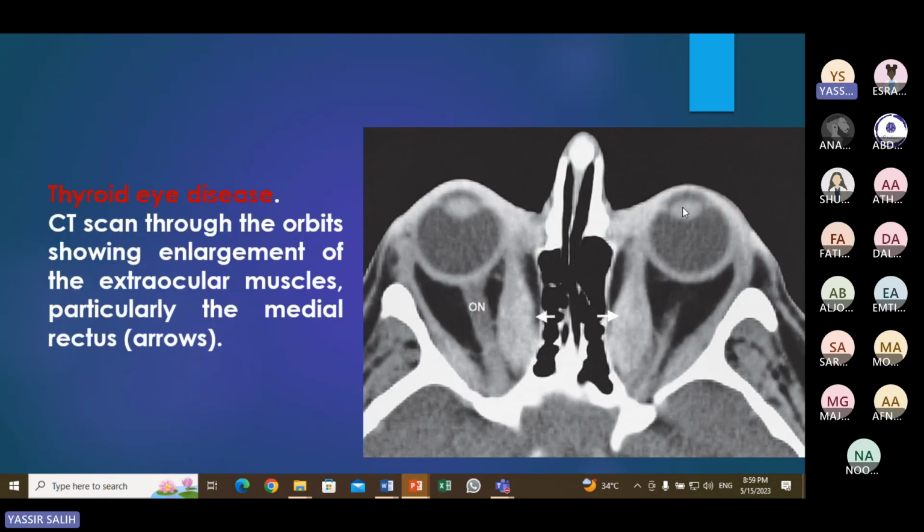This is a CT of the orbit. This is a thyroid eye disease. Notice that there is bulk, meaning enlargement, of the medial rectus muscle. The medial rectus muscles are enlarged or bulky, and the optic nerve is also bulky. So this is a thyroid eye disease.